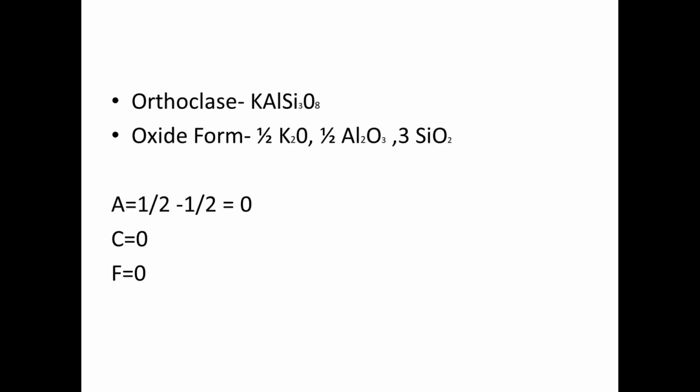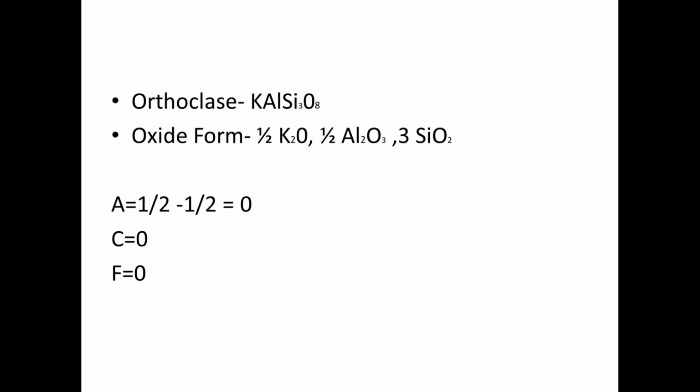Now it has some demerits too. Okay, we will try to understand it through an example. Let's try to plot orthoclase in the ACF diagram. For orthoclase, the formula is KAlSi3O8. So if we want to break it into oxide form, we will have half K2O, half Al2O3 and the rest SiO2. So now calculating the value of ACF, we have half Al2O3.